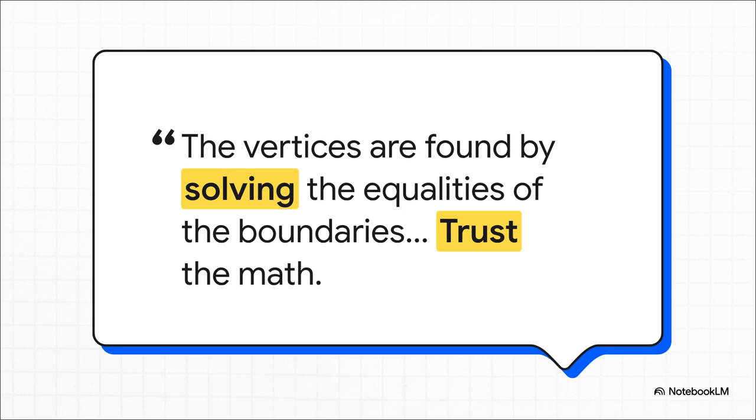And the answer is, you stop relying on your eyes and you start trusting the math. You don't have to guess from the picture. You can calculate the exact spot. As our source material says so well, the vertices are found by solving pairs of the equalities of the boundaries. Trust the math. It will show you the way.